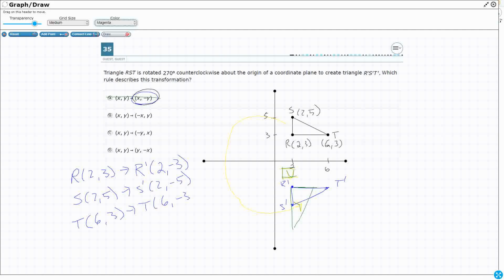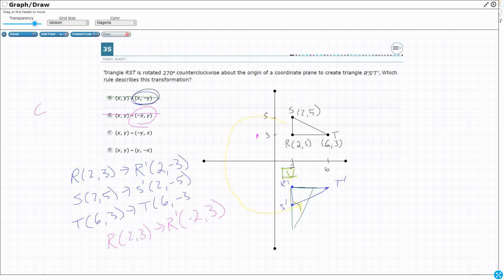So B is going to be, let's take my (2, 3). That is (negative x, y). R prime is going to be (negative 2, 3). I can already tell you that's wrong because that's not ending up in the right quadrant.